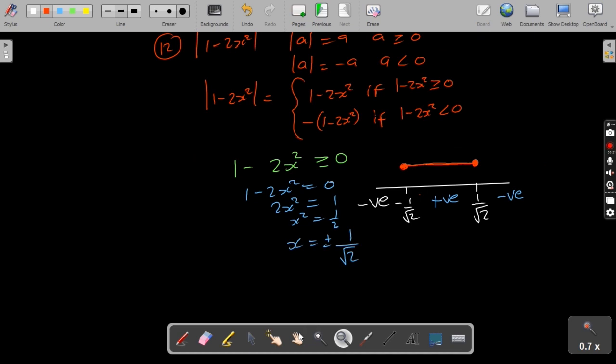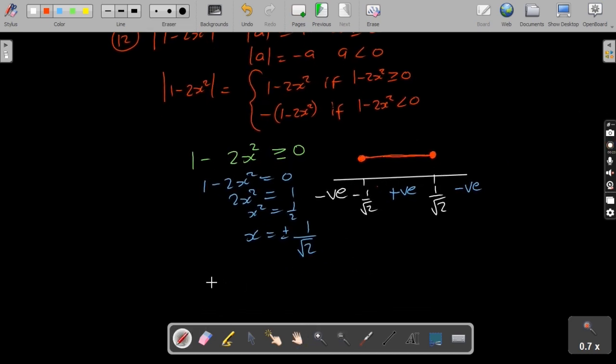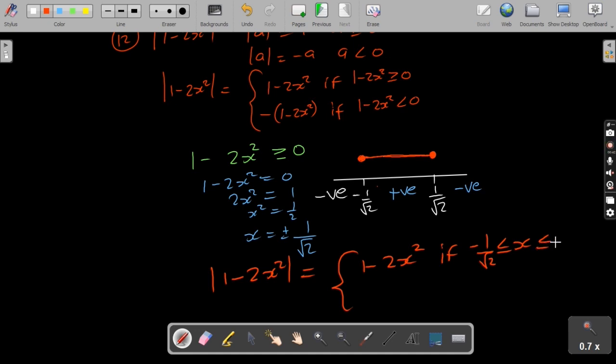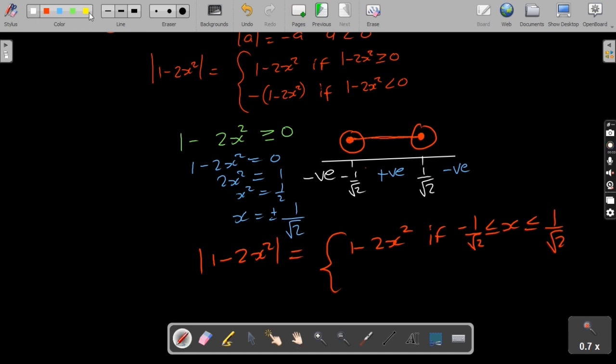So now, to finish my answer, the absolute value of that will be 1 minus 2x squared if x is between negative 1 over square root of 2 and 1 over square root of 2. And it's important to include the equal sign as well, because these are part of the solution. Okay? Then, the other part is where 1 minus 2x squared is less than 0, or where the expression is negative.